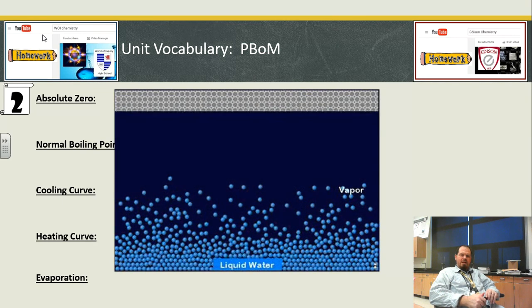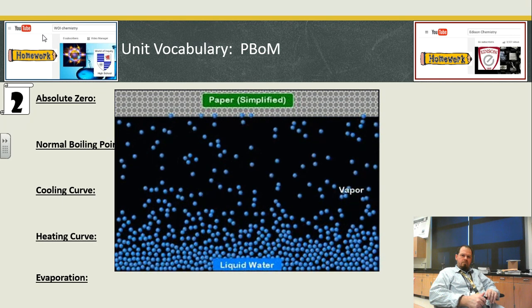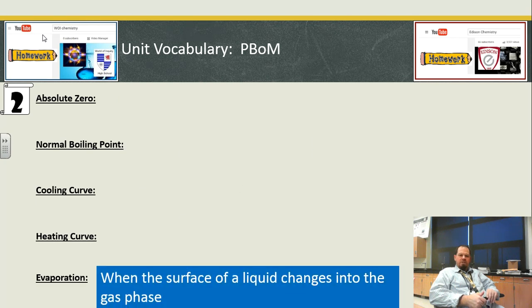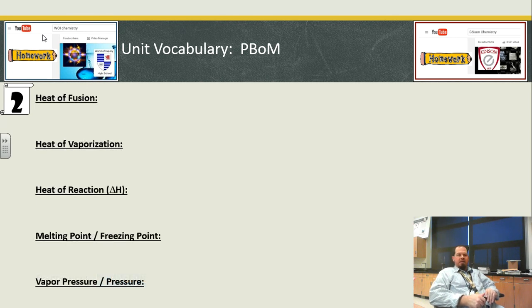Evaporation, by definition. Okay, this is the surface of a liquid that changes into the gas phase. Evaporation does not happen at the bottom of the liquid. It happens at the surface where it is touching the atmosphere, okay, or the air.